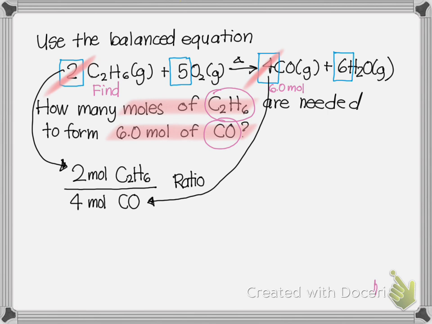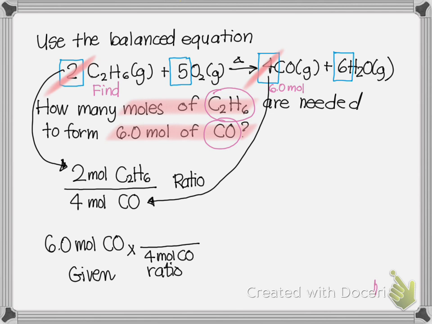So the solution is you write down what you're given, and if you read the problem, we know we have 6 moles of CO. Okay, that was given. And we're just going to multiply by the ratio, so how it's connected. So because we were given CO, we're going to write the 4 moles of CO on the bottom so we can cancel it, and the 2 moles of C2H6 on the top. So then the moles of CO is on the top and on the bottom, so it cancels. And what we have left is the C2H6, which is what they were asking us to find.